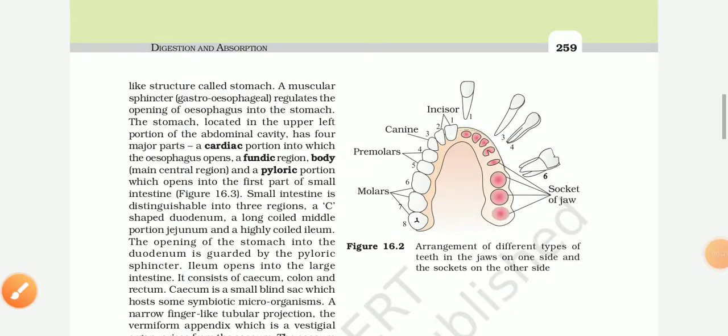Hello students, we will continue with the digestive system. So we were discussing the esophagus that leads to the stomach. Now we'll see something related to the stomach.